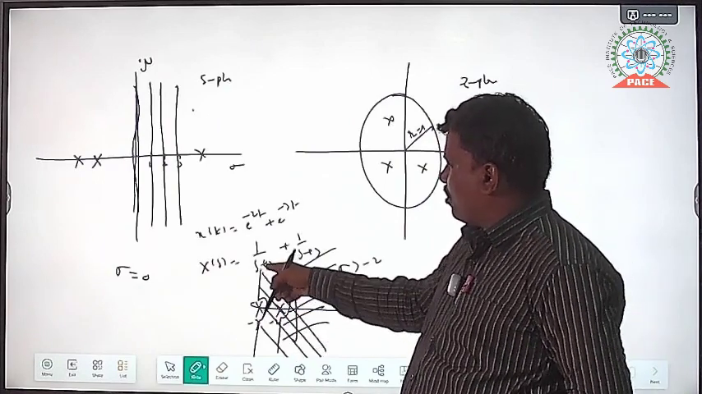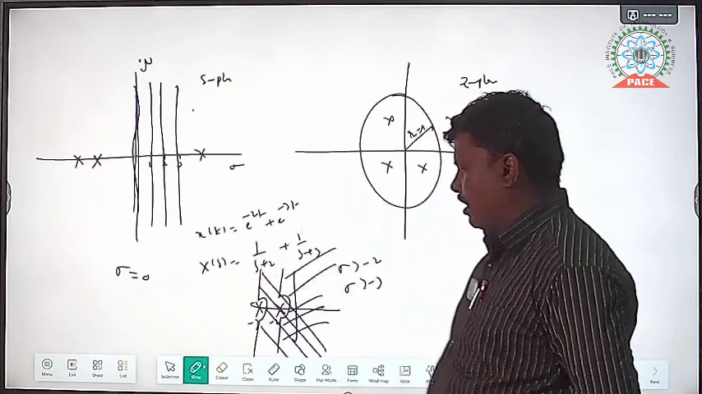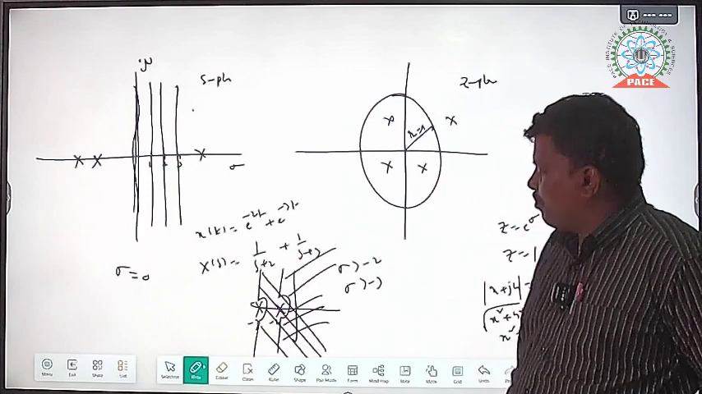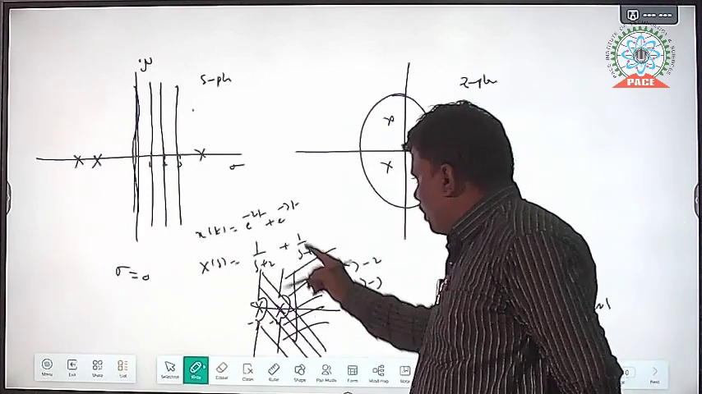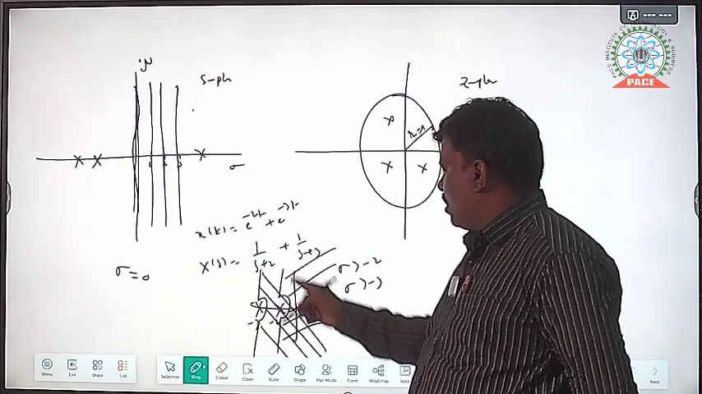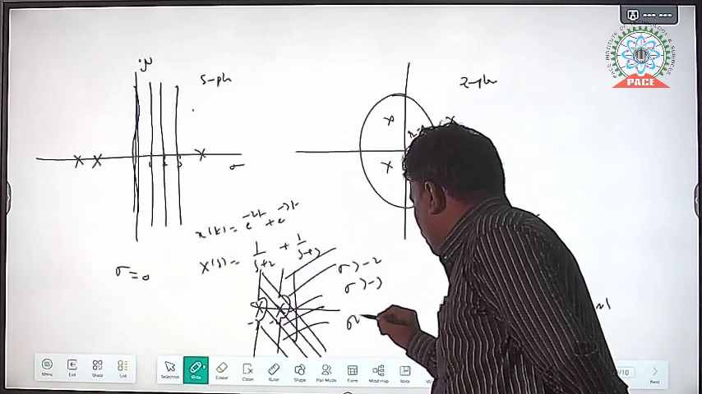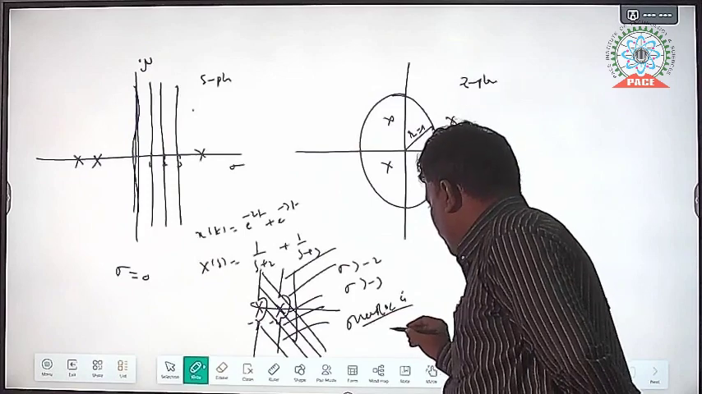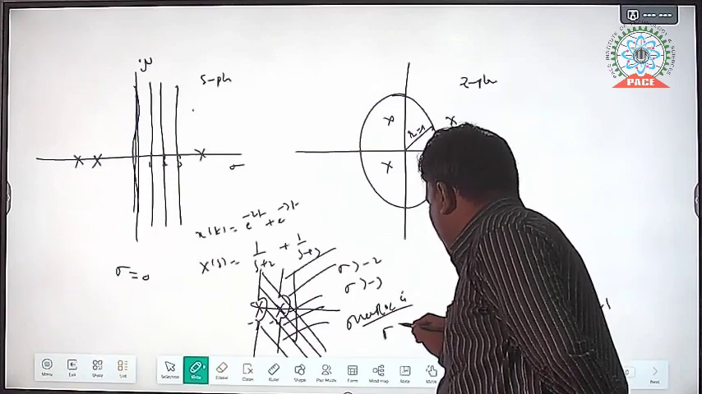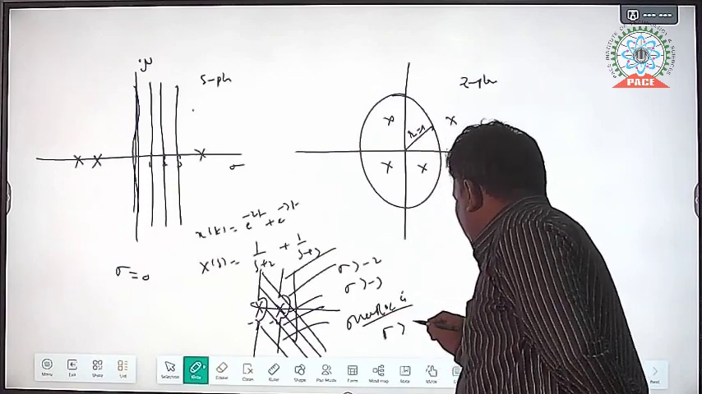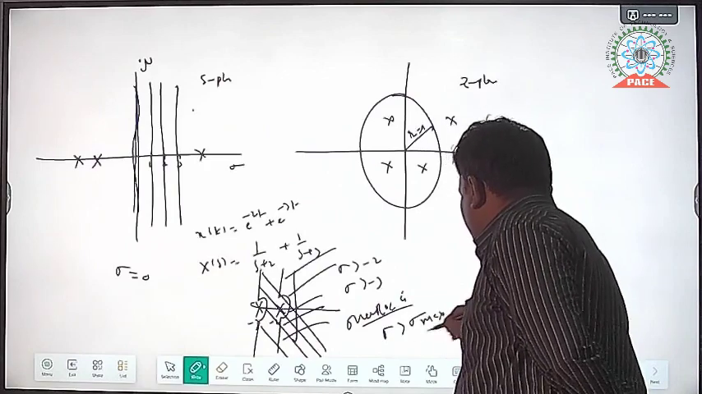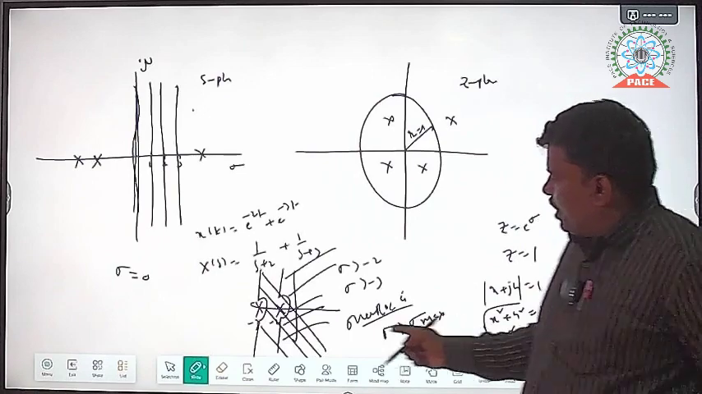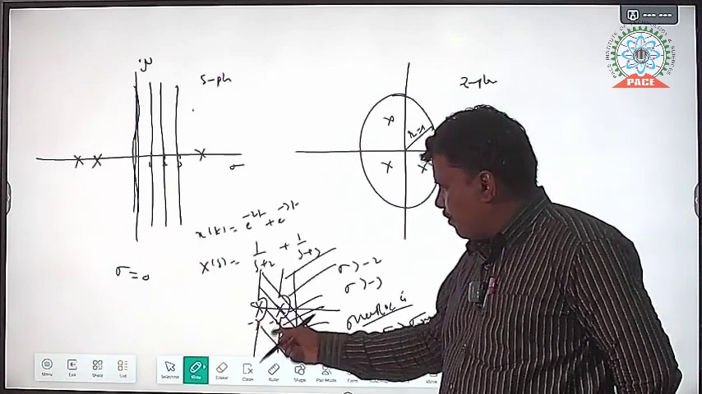So what about the overall ROC? This is a combination signal. These are the properties of the region of convergence. The overall ROC is sigma greater than sigma maximum for a combination of right sided signals. Comparing minus 3 and minus 2, minus 2 is the maximum value. So the overall region of convergence is sigma greater than minus 2, that is the intersection area, which is the overall region of convergence.